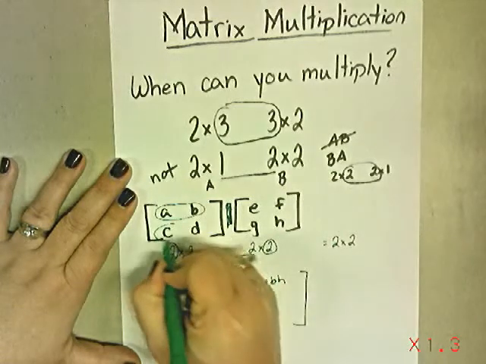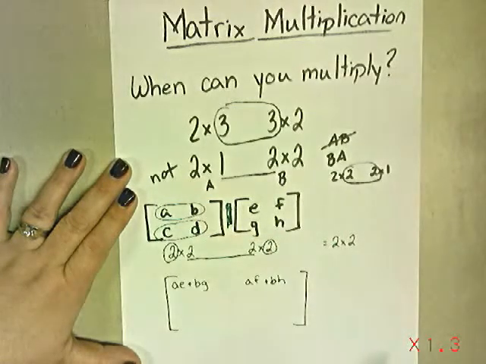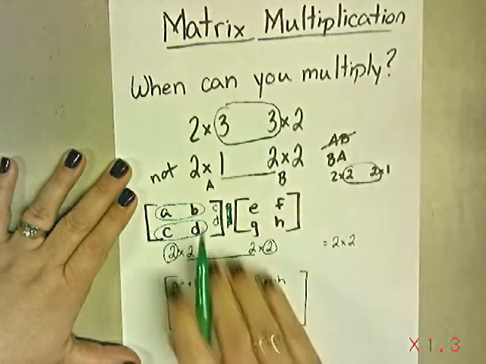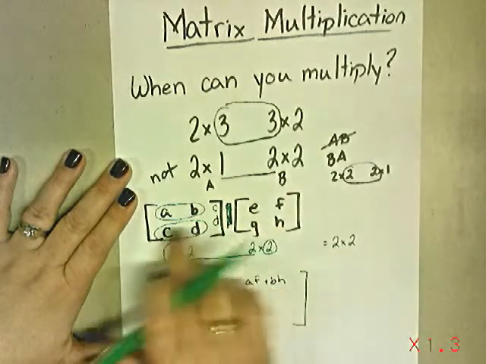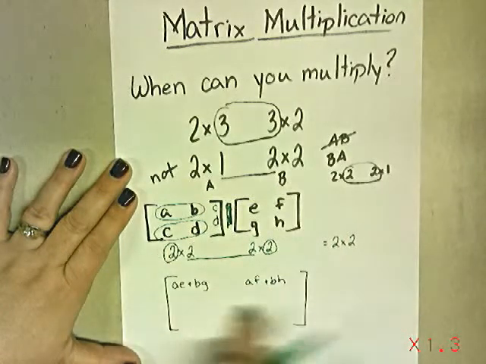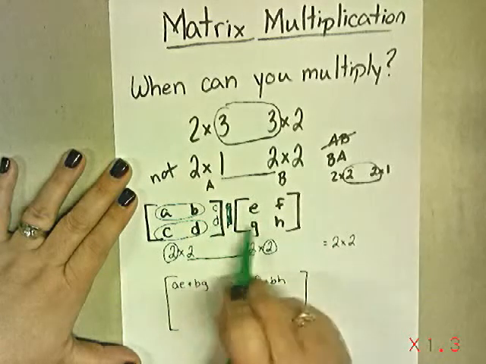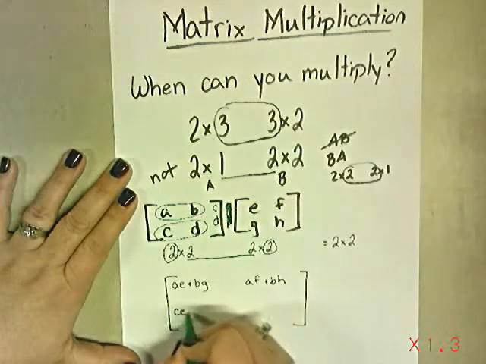You go back to your first matrix, grab the second row, turn it on its side, and do the same thing. So since we're pulling from the bottom row, our answers are now going to go on the bottom row. So I would do C times E, D times G, and add those together.